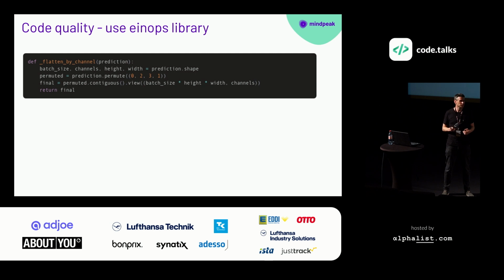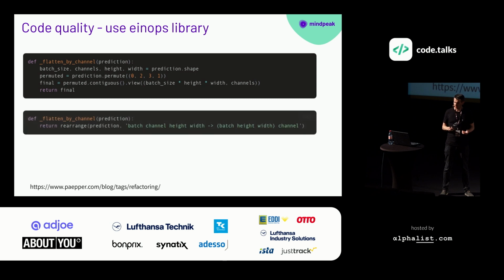Another example is the cool einops library. That's very, very helpful in deep learning, actually, which I will illustrate here. So we have a little piece of code called flatten by channel. And it's a bit messy at first look. It first gets from the shape of the prediction the batch size, channels, height and width. And then there's some permutation going on. Then there's this contiguous view. And so, you probably take a minute or so to figure out what exactly is going on here.